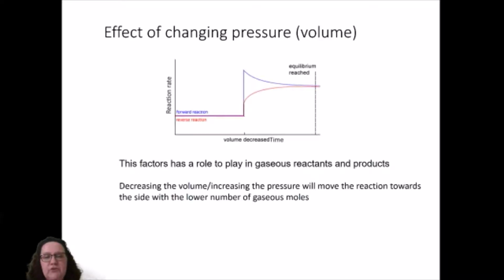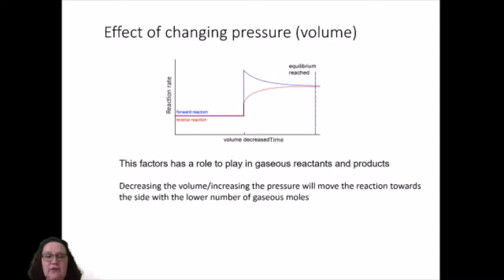Playing with pressure and volume only has an effect when the reaction involves gases, so some of the reagents and products must be gas, and we must have a different number of moles of gas on the reagent side and the product side. So if none of the reagents are gases, or if we have the same number of moles of gas on the reagent and the product side, then there is no effect.